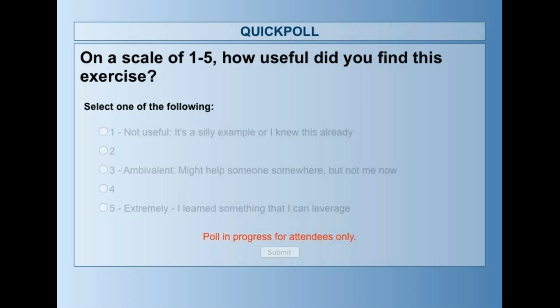Okay, in our first poll question here, we'd like to know on a scale of 1 to 5, how useful did you find this exercise? So your first option is 1, not useful. Maybe you thought it was a silly example or it was information that you already knew. Then we have a 2. Then we have 3, which is ambivalent, might help someone somewhere, but not me right now. Then we have a 4, and then 5, extremely useful. You learned something that you can leverage today. We'll give you just a moment there.